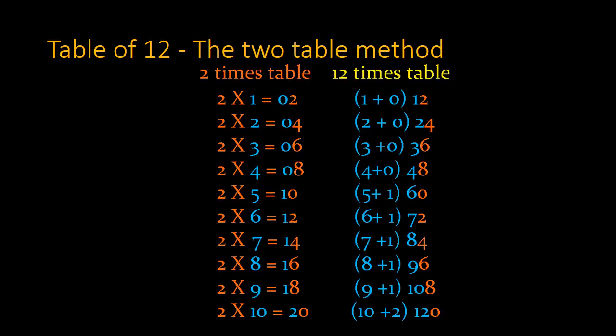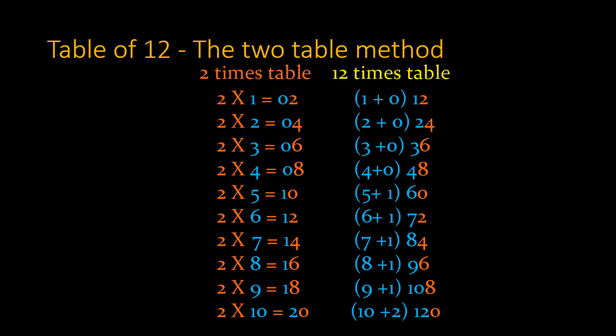Now coming on to 2 times 2. 2 plus 0 is 2, and we put it right before 4. 2 times 3 is 6. So 3 plus 0 is 3, and we put it right before 6 here. So as you see, using the table of 2, we are actually getting the table of 12.